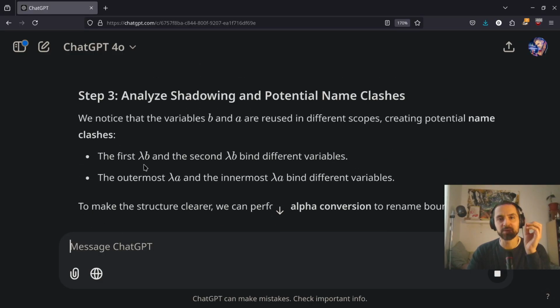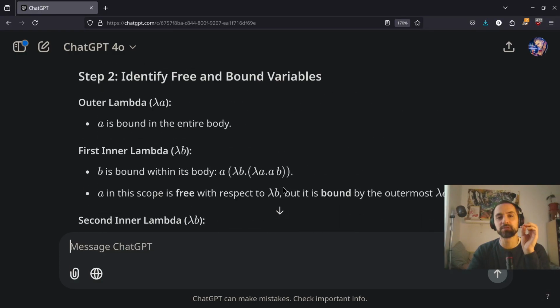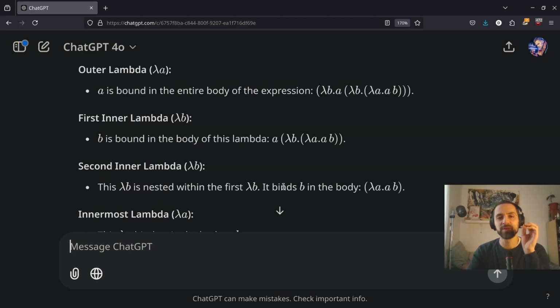Analyze shadowing, potential name clashes. We notice that the variables B and A are reused in different scopes. That's the thing, creating potential name clashes. So the first lambda B and the second lambda B bind different variables, so we could rename these. The outermost lambda A and the innermost lambda A bind different variables. Different variables.